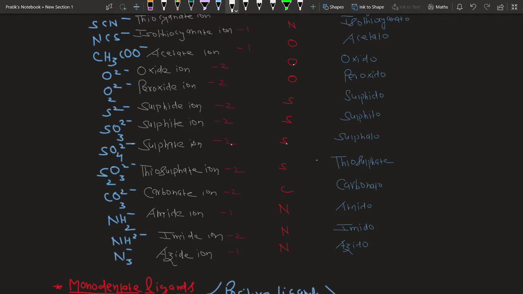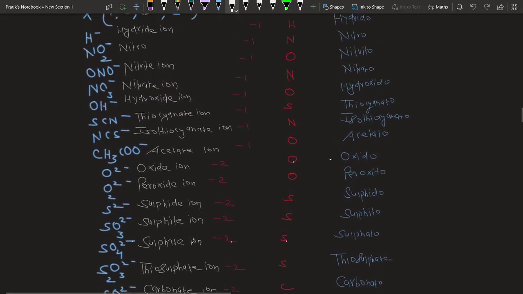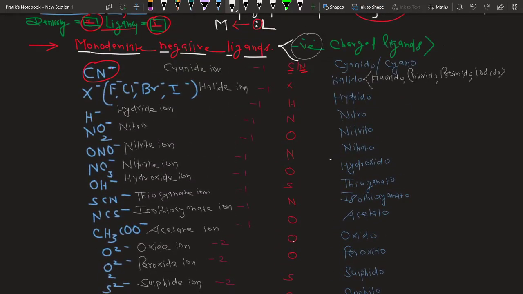Students, please remember, whenever there is a negative charge on the ligand, the suffix it ends with is either ite or ate.